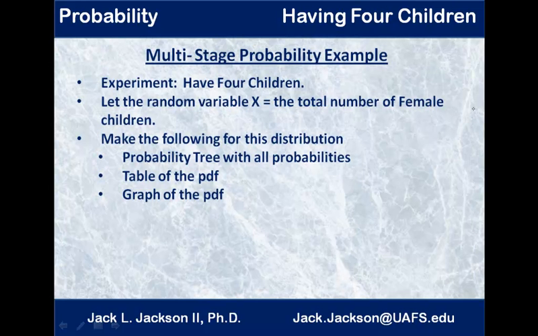Okay, so let's extend this idea and make it a little bit more challenging. This time we have the experiment that you have 4 children. This time a random variable x, once again, will be the total number of female children. So, this time I want you to make a probability tree. Be sure you label all the probabilities along all the connecting edges. Label the vertices as male or female, and then figure out the probability of each path from the beginning to the end. Use that to help you figure out the table for the PDF, and also graph the PDF with a bar graph. Please do this now. Press pause now.